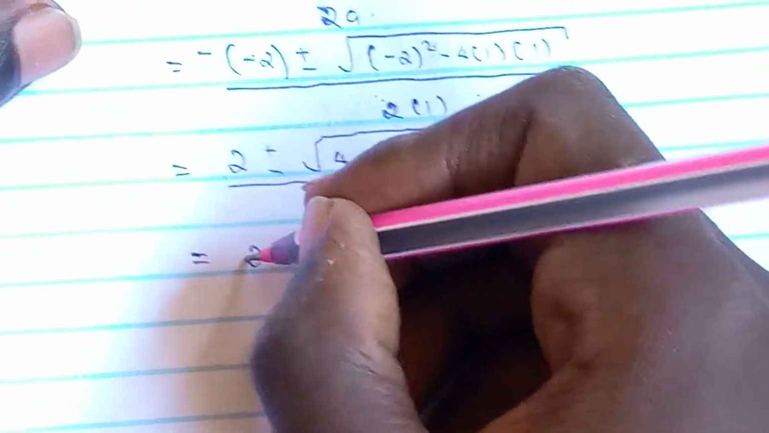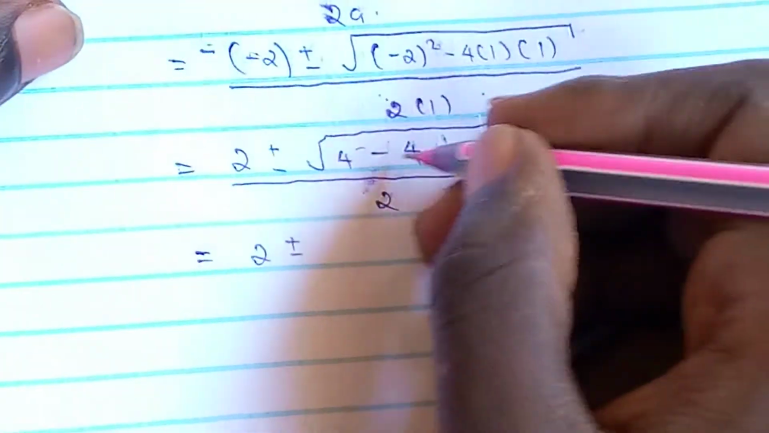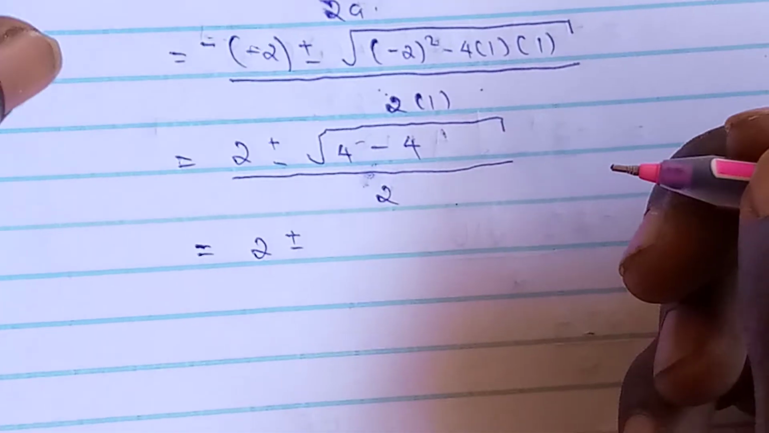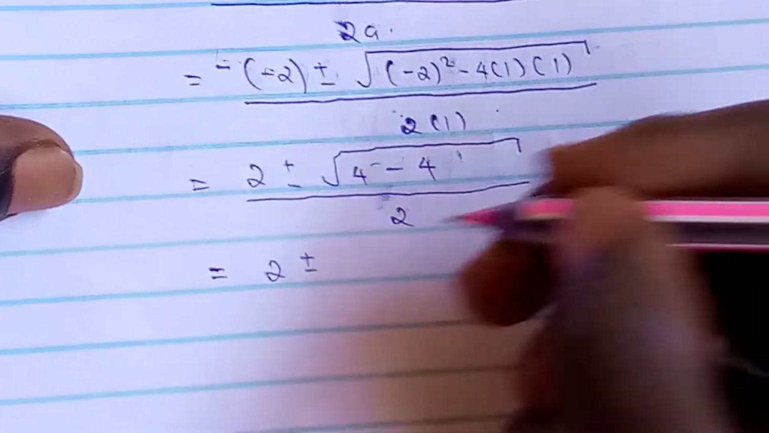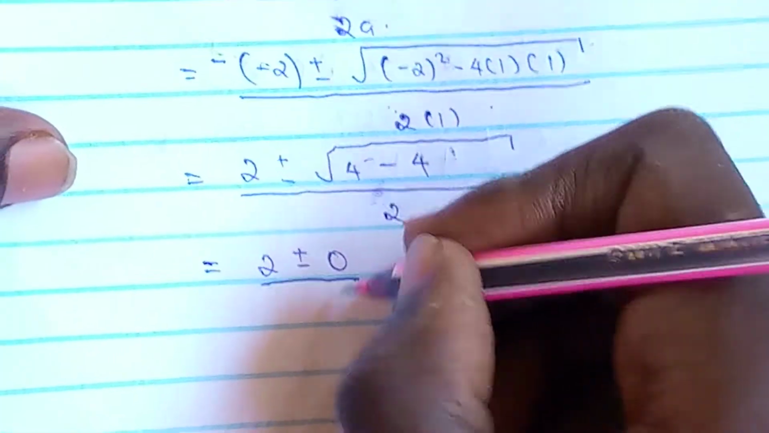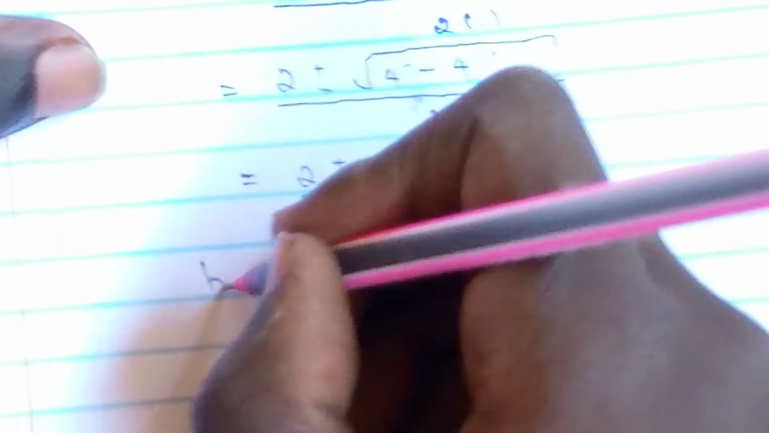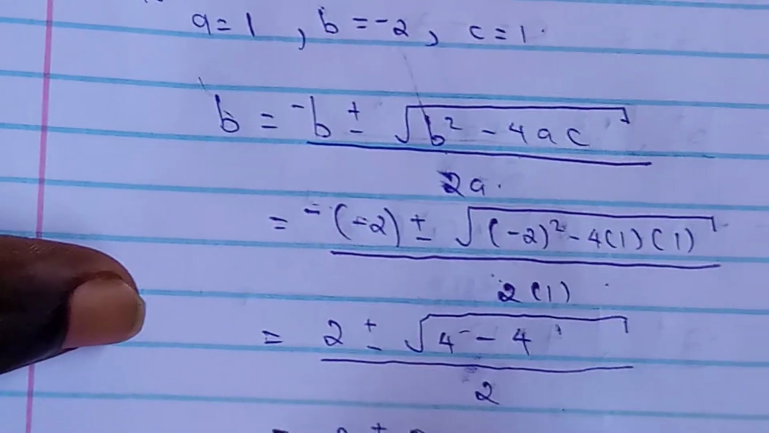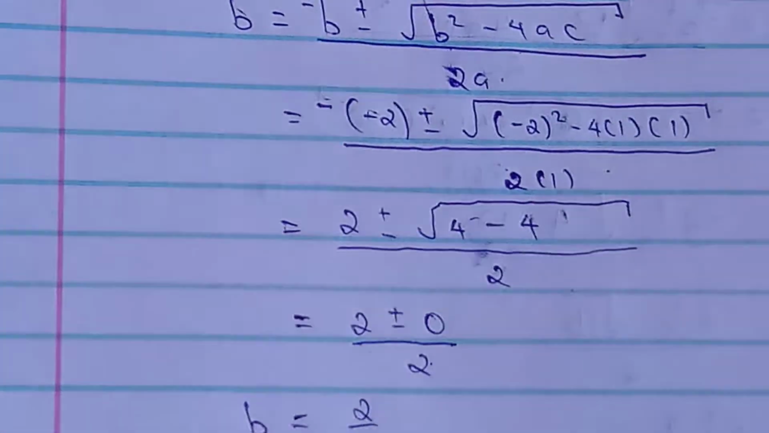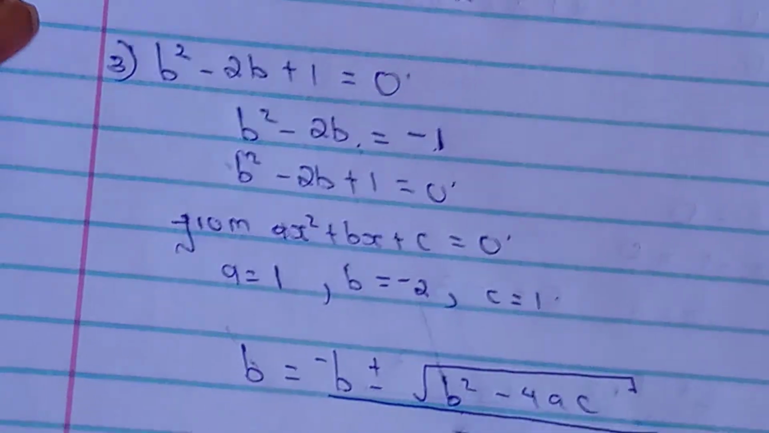So leaving you with 2 plus or minus the square root of 4 minus 4, which is 0. The square root of 0 is 0, over 2. So 0 is nothing, which means our b will be equal to 2 over 2, which equals 1. So this is a repeated root. That is where we shall stop.